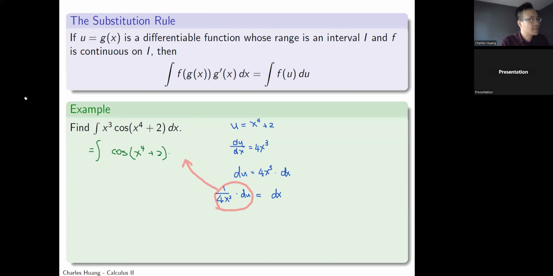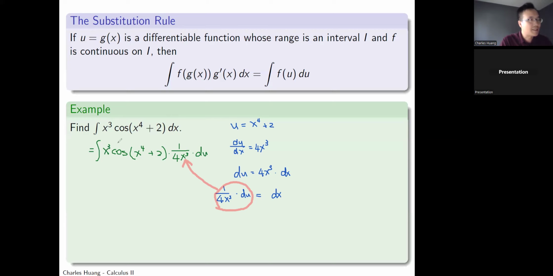Okay, so I'll change this a little bit. If you want to memorize a systematic way to do it, this is the process. We substitute u, we find the derivative, we find the differential, we solve for dx, because we're always going to be substituting dx, and in this case dx is 1 over 4x cubed du.